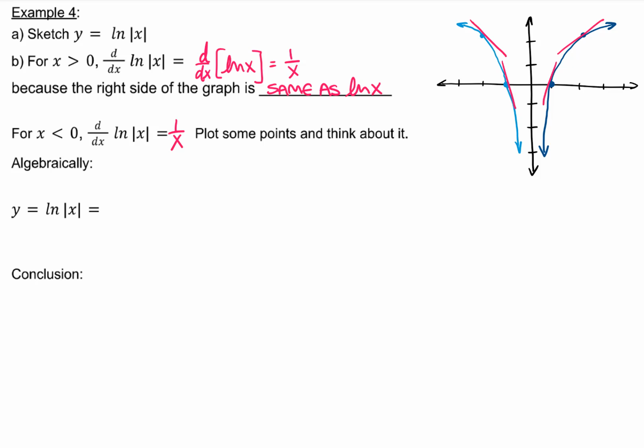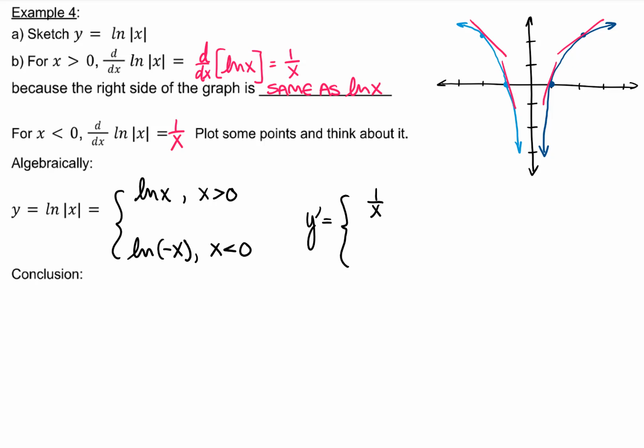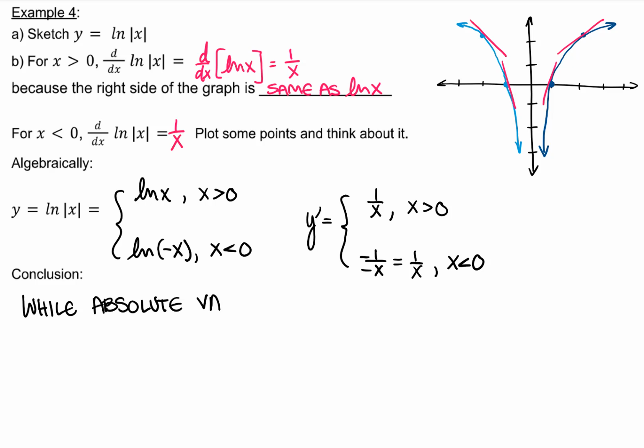Algebraically, we can rewrite natural log of absolute value x as a piecewise function, where the right side is simply natural log of x, and the left side is the version that is reflected over the y-axis, so natural log of negative x. If we were to differentiate this piecewise, we still get 1 over x, whether we're differentiating natural log of absolute value x or natural log of x. While absolute value affects the domain, it does not change or affect the derivative.